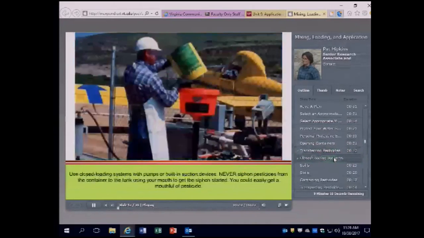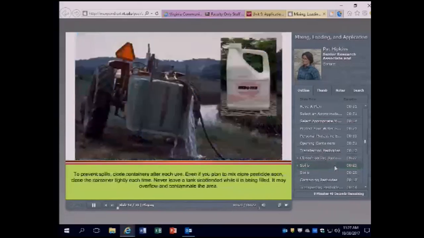When you use a closed loading system, be sure it has a pump or some other suction device built in. Never, ever attempt to siphon pesticides from a container into a tank using your mouth to start the siphon. That's an excellent way to get a mouthful of pesticide, and it's an extremely dangerous practice. Close containers and put them away after you use them, even if you plan to use more of the same soon.